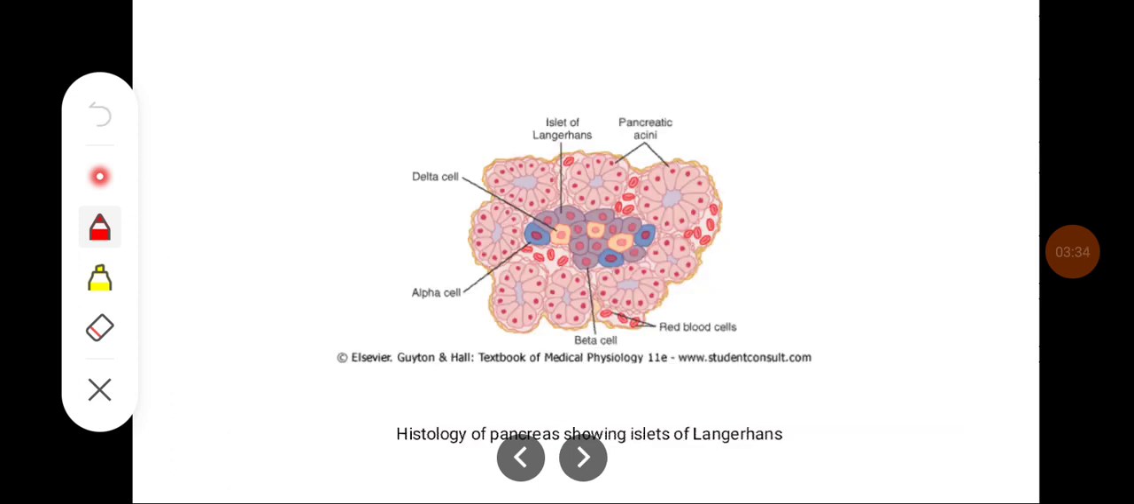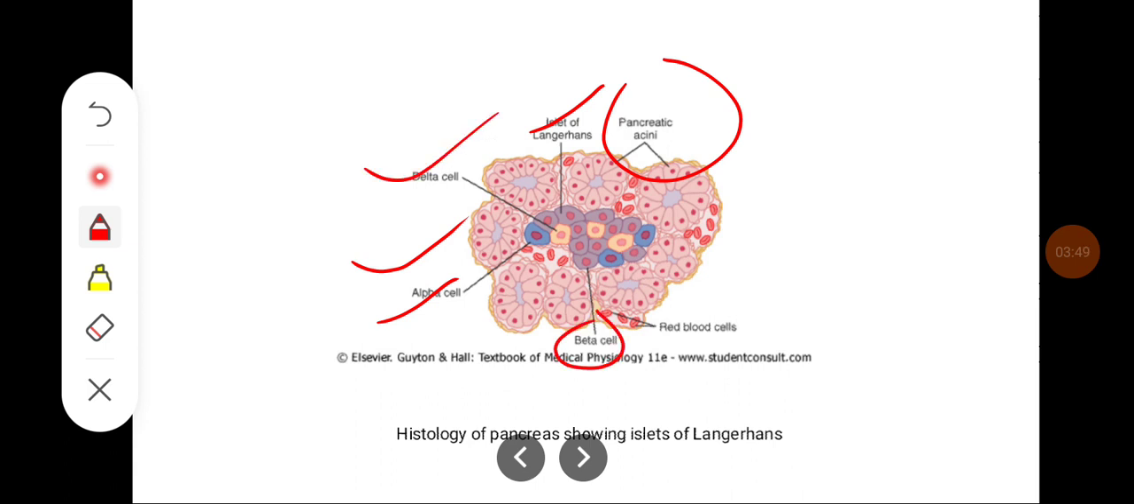So this is the diagram showing the histology of pancreas and islets. You can see the islets of Langerhans. This is the pancreatic acini. So these are alpha cells, these are beta cells, these are delta cells.